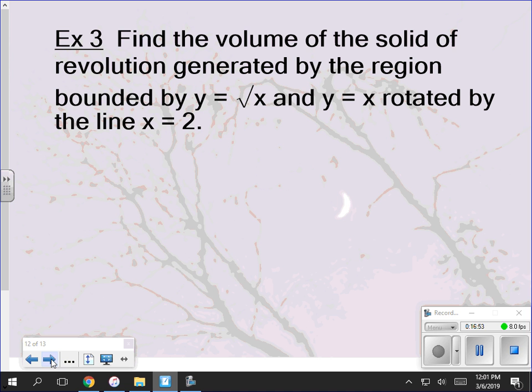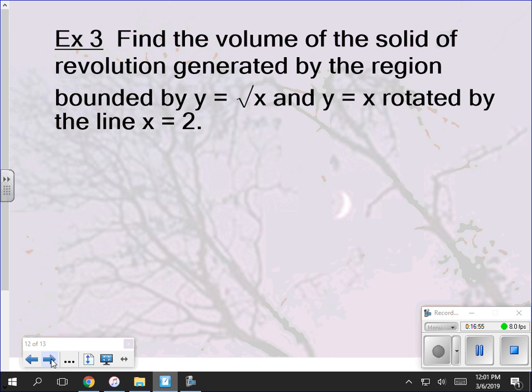Find the volume of the solid of revolution generated by the region bounded by the same curves, y equals the square root of x and y equals x, rotated about the line x equals 2. Draw a picture. Leave room to write on your picture, including drawing the line of the axis of rotation.